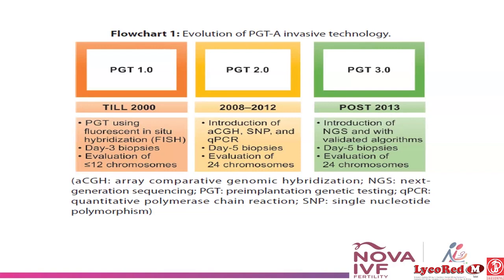After that, PGT 3.0 started post 2013. In July 2016, the PGDIS society was established, and they gave some guidelines for PGT and a new term, mosaicism. We know about euploid and aneuploid, and the new word that came up is mosaicism, where there is a mixture of euploid and aneuploid cells. The society also renamed PGS and PGD as PGT, with the introduction of NGS with a validated algorithm, day 5 biopsy, and evaluation of 24 chromosomes.